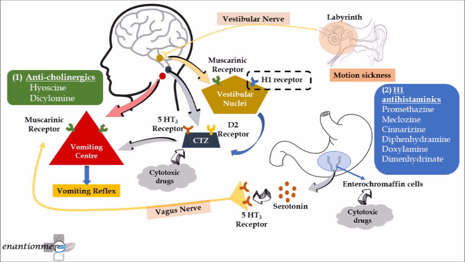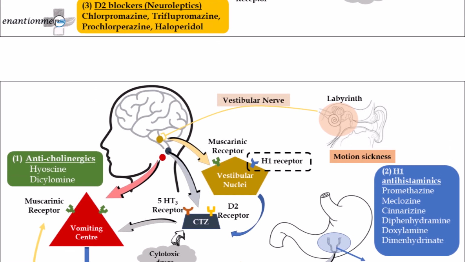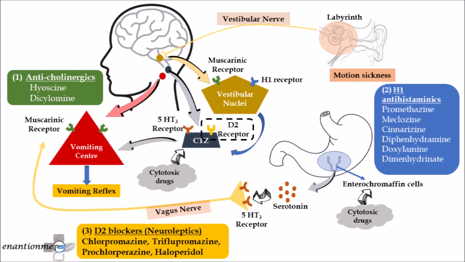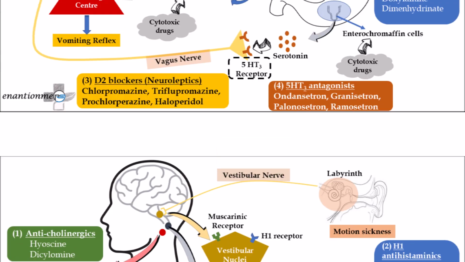The H1 antihistaminic drugs are promethazine, meclizine, cinnarizine, diphenhydramine, doxylamine, and dimenhydrinate. The next class is of D2 receptor blockers, which are also known as neuroleptics. The drugs which come under this class are chlorpromazine, triflupromazine, prochlorperazine, and haloperidol.